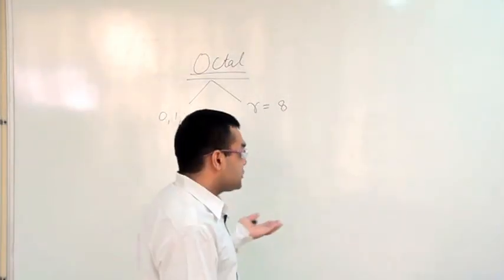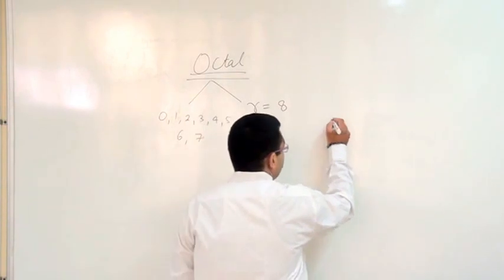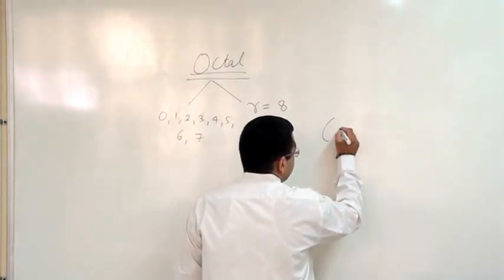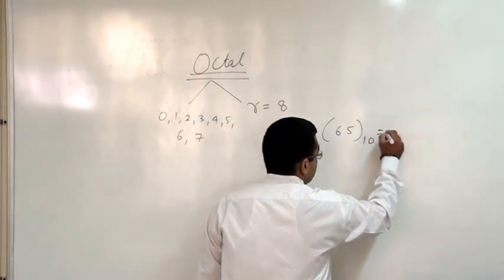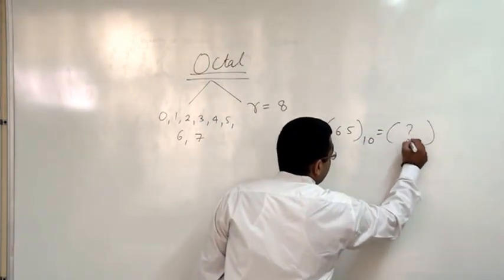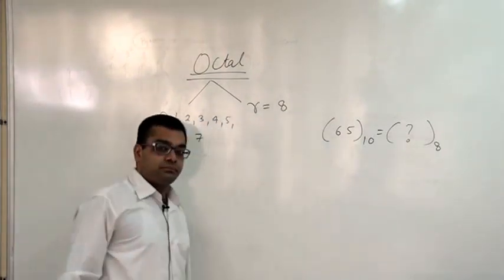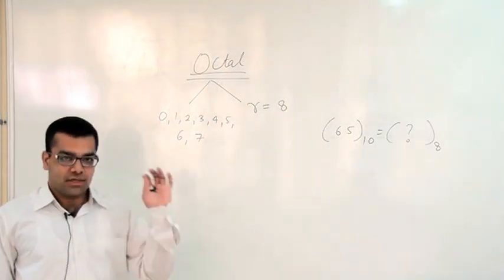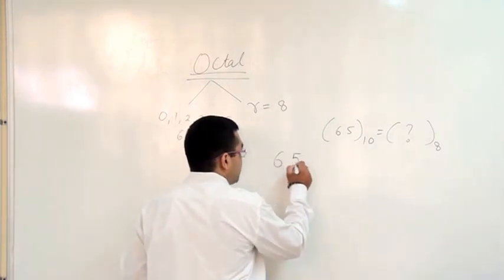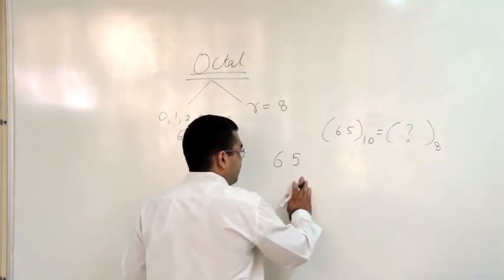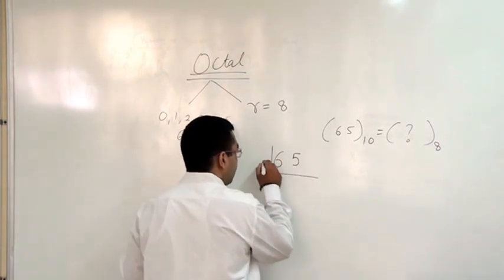Now again the basic point goes, suppose given a number, say 65 in base 10, we want to convert to octal. So the basic approach is exactly the same. What do we do? We start with 65 and divide by 8.